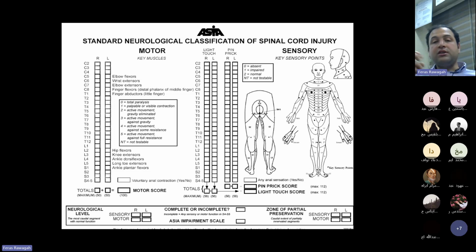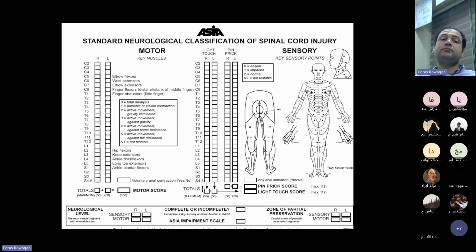When pulling the Foley's catheter, the ball inside the bladder will hit the neck of the bladder. And when this ball hits the neck of the bladder, the bulbocavernous reflex happens and anal contraction happens. And by this, you examine the reflex of the anal sphincter.